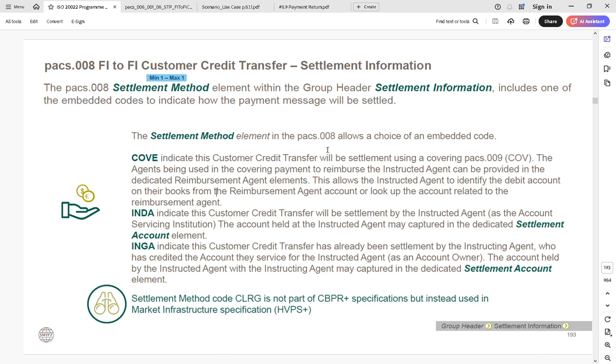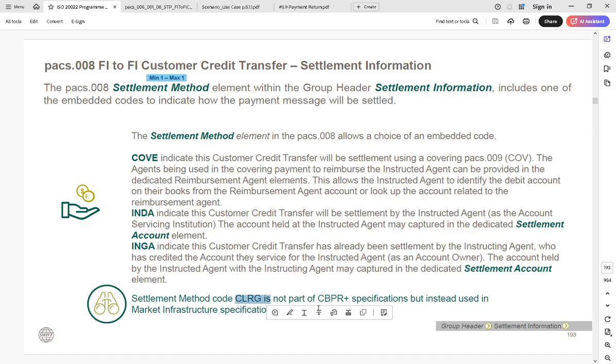The next is INDA, meaning instructed agent: the instructed agent is going to settle the payment. And the next one is INGA, meaning instructing agent, who is the sender of the payment, who will settle the payment. Sender of the payment, receiver of the payment, like that. That's the concept of instructing agent and instructed agent. How that works is on the next screen. Agents, account, service, instructed agent: the account held by the instructed agent with the instructed agent may capture a certain amount. And one more thing which we are not studying here is called clearing.